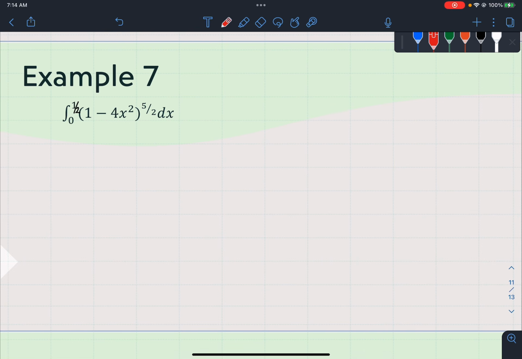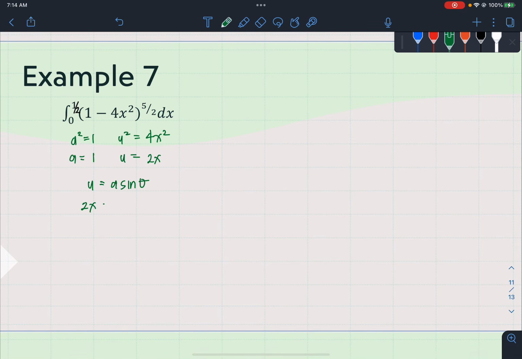But then remember, we have the triangle transformation. This one resembles sine, so a squared minus u squared. Our a squared here is 1, and our u squared is 4x squared. And then our u will be 2x. And remember, the one that we will be using is u equals a sine theta.